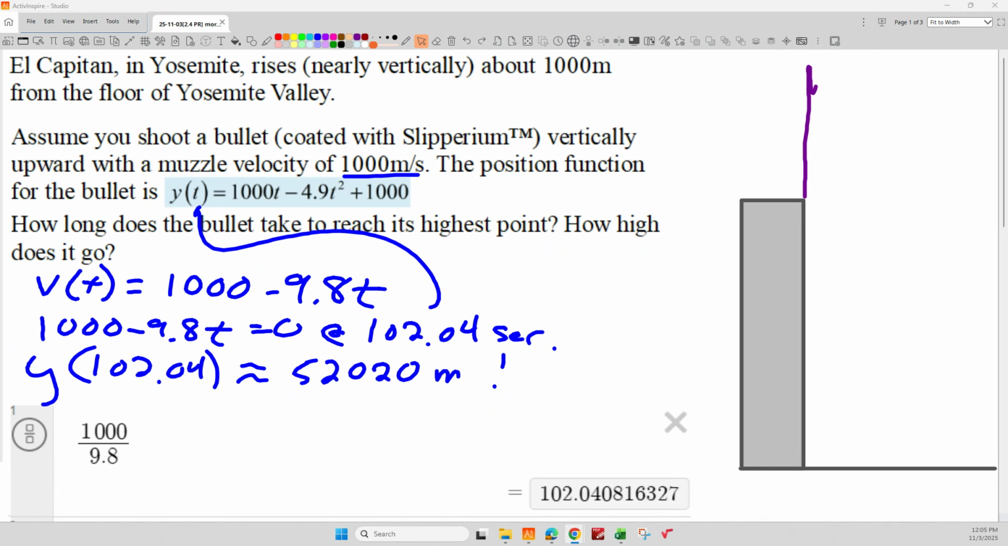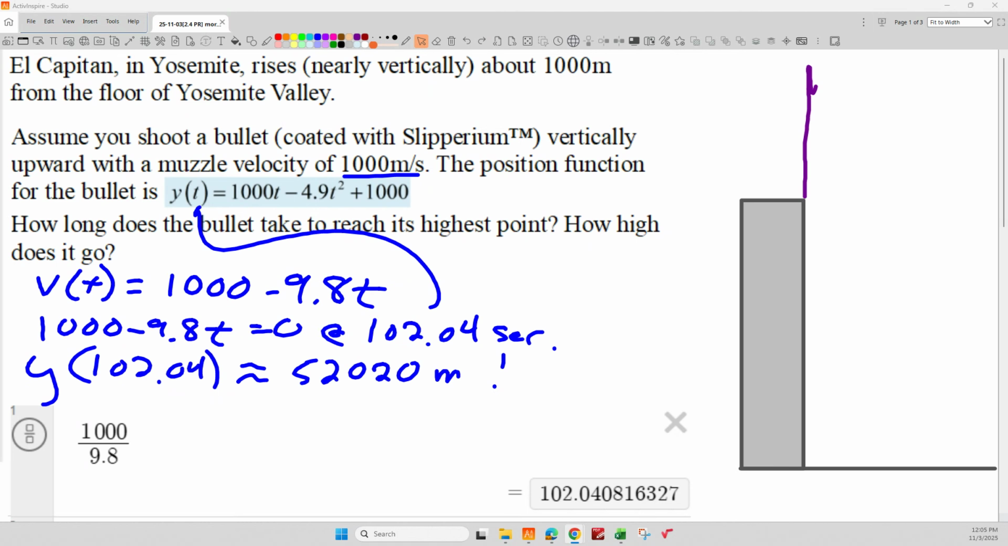Okay, good. And so we got an answer of about 102.04 seconds. And we plugged that in and we got an answer of 52,020 meters, so over 52 kilometers. And I think the last thing I asked you before we were done was, is that realistic? I mean, would it really do that? No, not even close. How come?